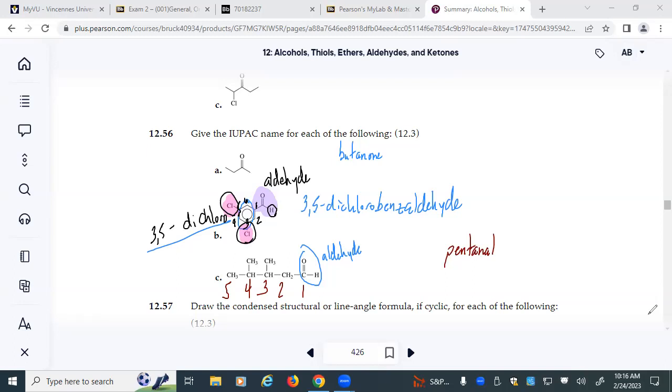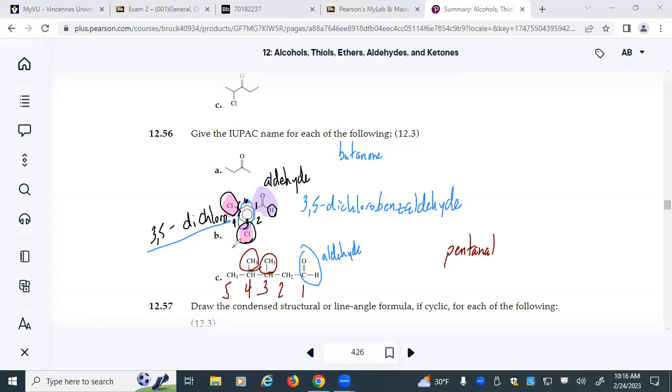Pentane is the chain. The aldehyde changes it from pentane to pentanal. So we already have that part established. We are dealing with a pentanal here. And again, we don't need to number it 1-pentanal because it's implied that's going to be the first carbon in the chain.